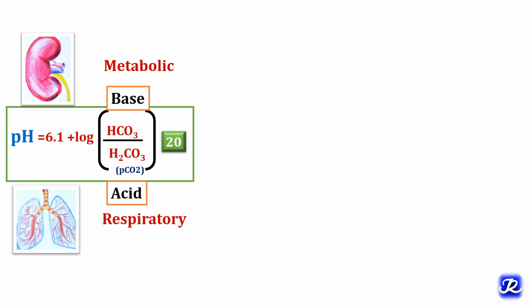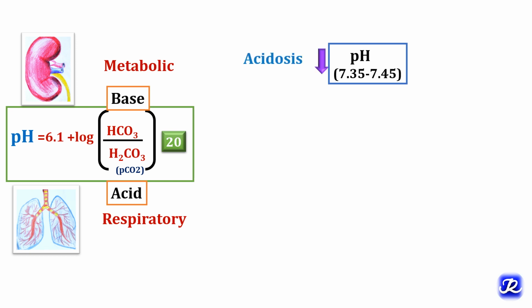So the first step of ABG interpretation is to find out whether it is acidosis or alkalosis, and it depends on the value of pH. The normal range is 7.35 to 7.45. If it is less than 7.35, it is acidosis. If it is more than 7.45, it is alkalosis.